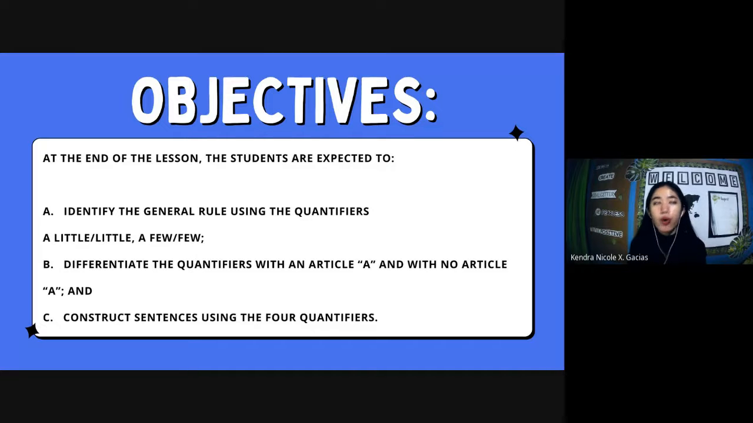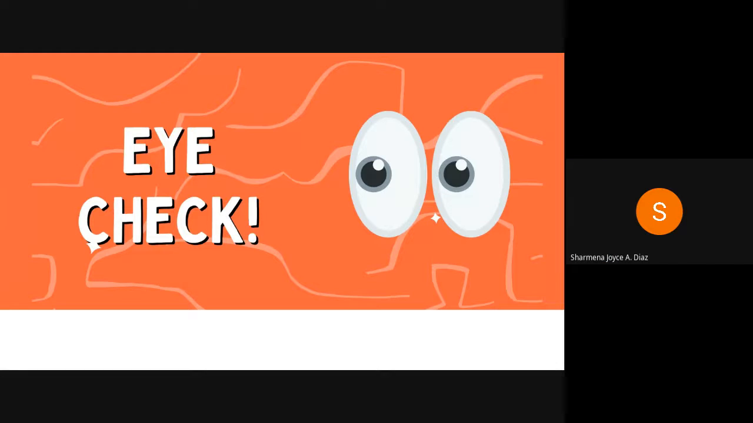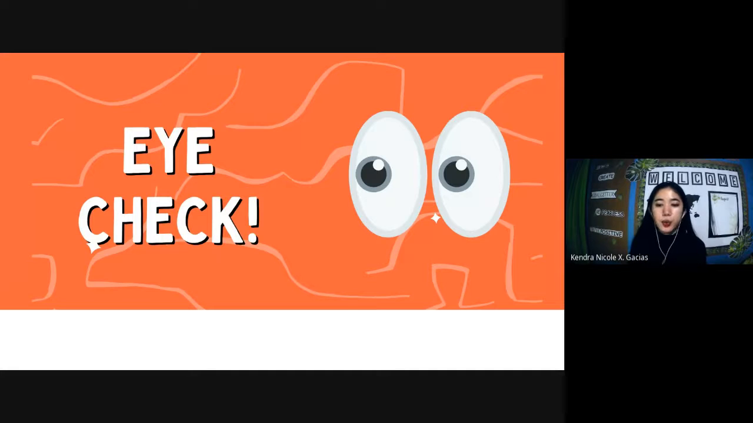But then, before we formally begin with our discussion, I have here a short game or a short activity, and it is entitled I Check. So here, I will present pictures, and what you're going to do is to list those objects whether it is countable or uncountable nouns. Okay, so sounds easy, right? Yes, ma'am. So it is an easy task, but here's the twist. The pictures will be presented like this.